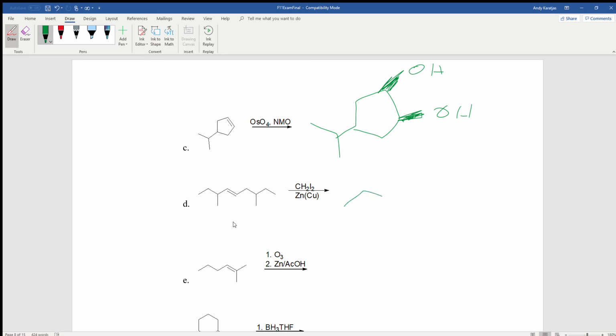Part D gives us the reagents for the Simmons-Smith reaction. And in that reaction, we know our alkene is converted into a 3-membered ring.